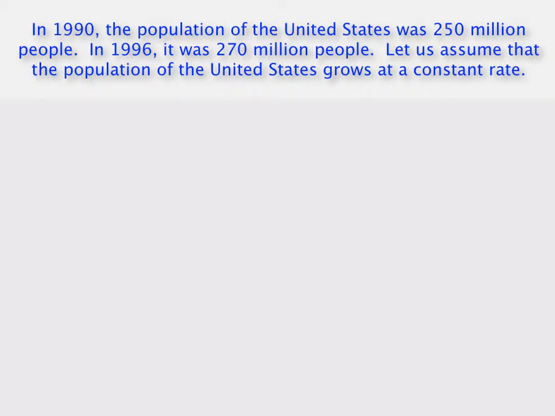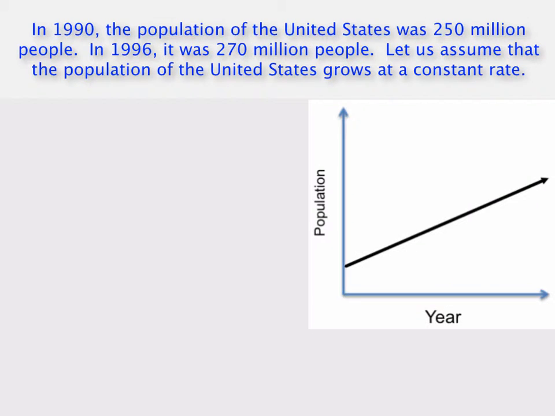In 1990, the population of the United States was 250 million people. In 1996, it was 270 million people. Let's assume that the population of the United States grows at a constant rate. Again, that's a huge assumption. That's the assumption that's going to let us model this using a linear equation. Of course, is a linear equation always going to be the best way to model things? Probably not, but maybe it'll help at least a little bit.